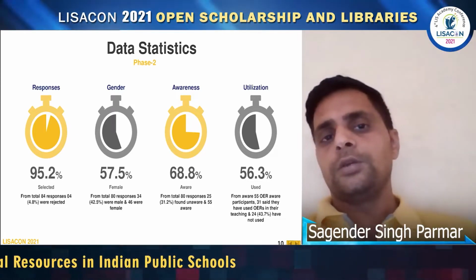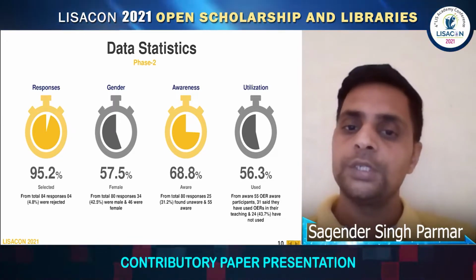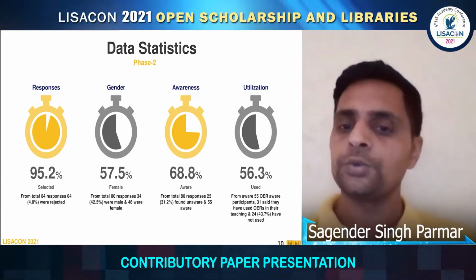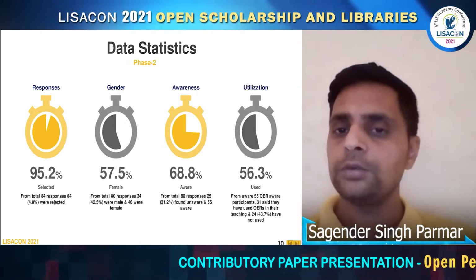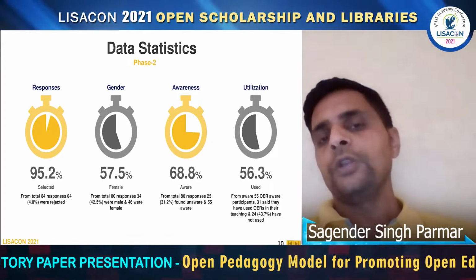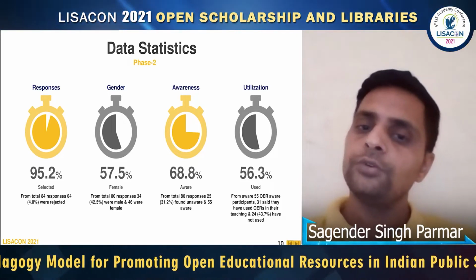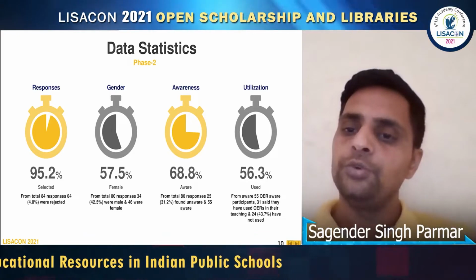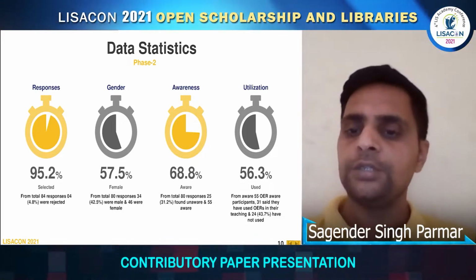Through the responses, it was also found that 68.8% of teachers are aware of open educational resources, and 25 teachers, which stands for 31.2%, were unaware. And when it comes to the utilization of open educational resources in their teaching process, it was found that out of the total aware teachers, 56.3% have used OER. Somewhere they have used these kinds of open education resources in their teaching.